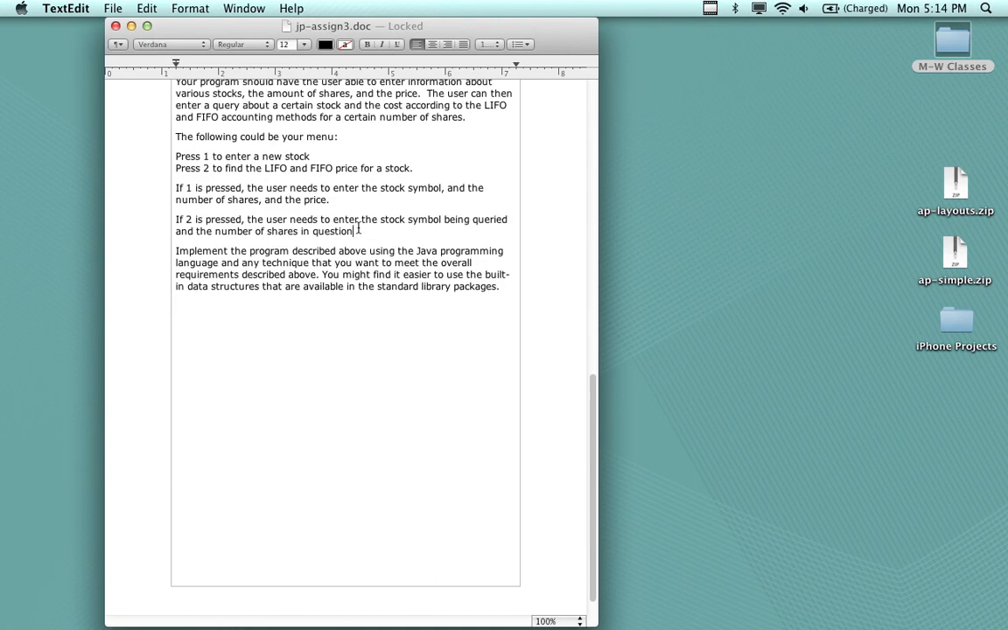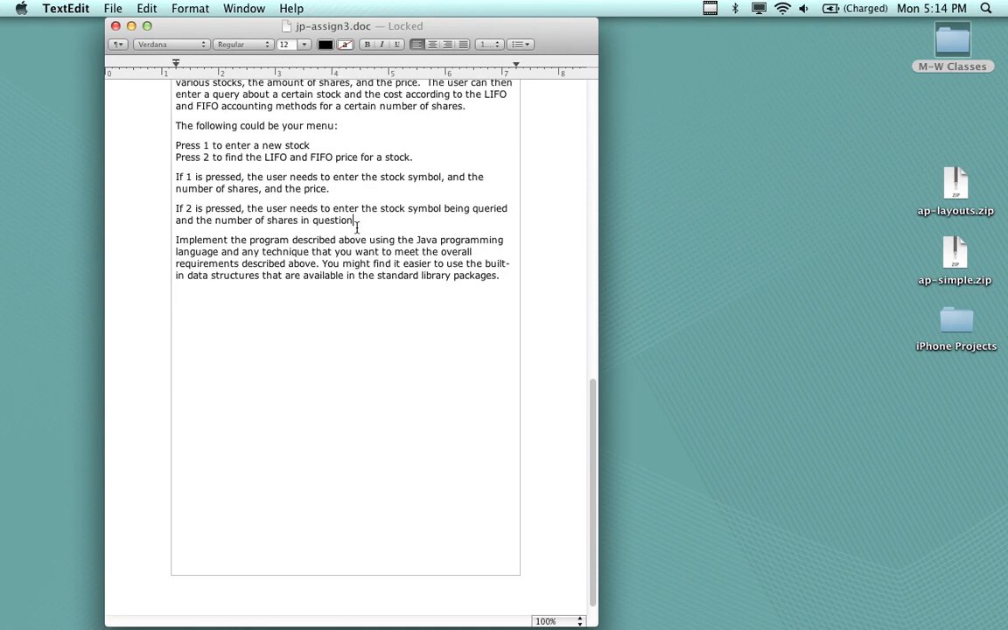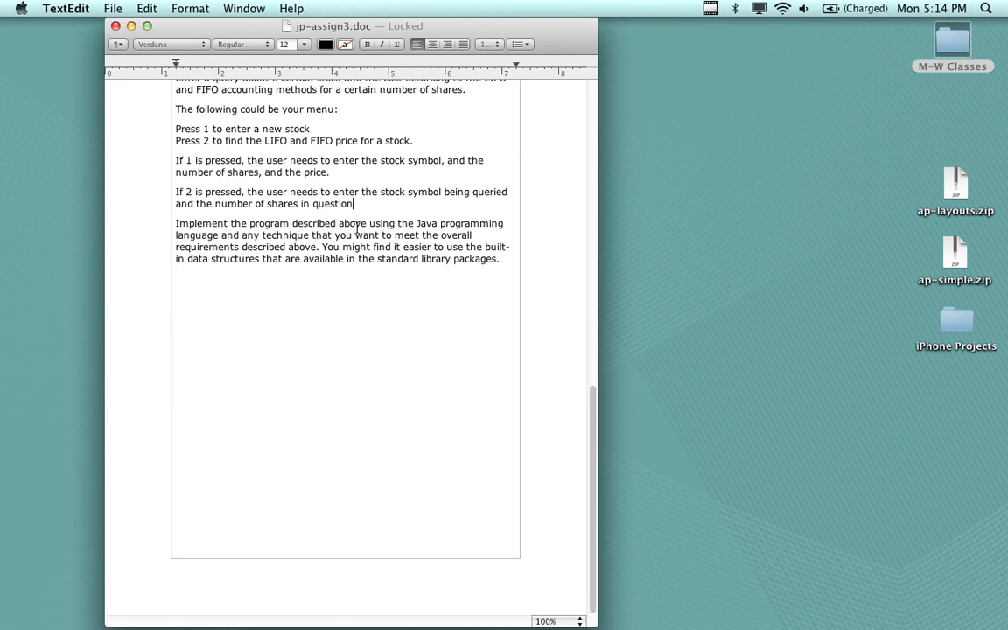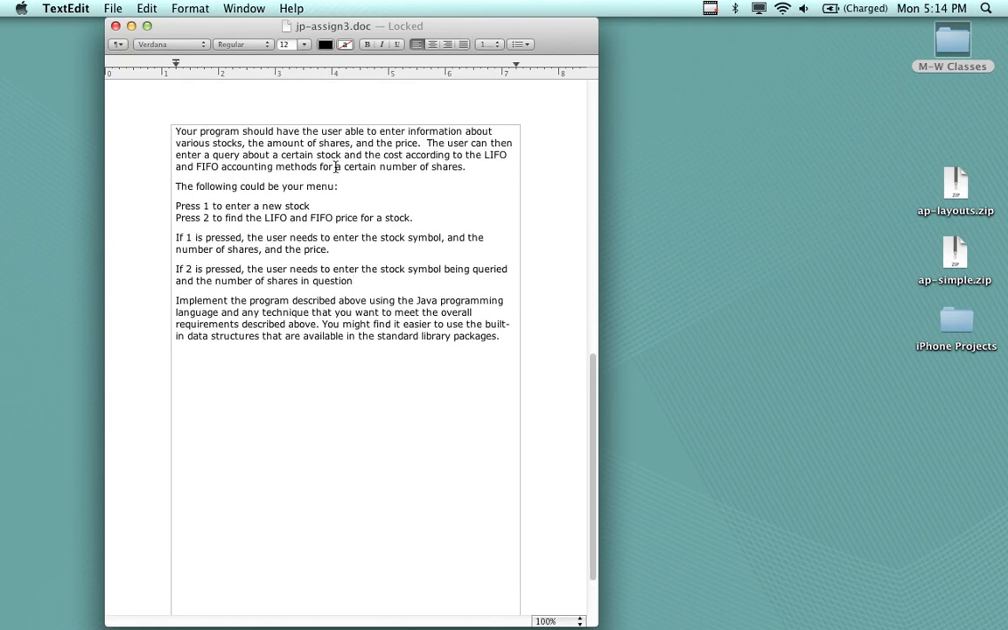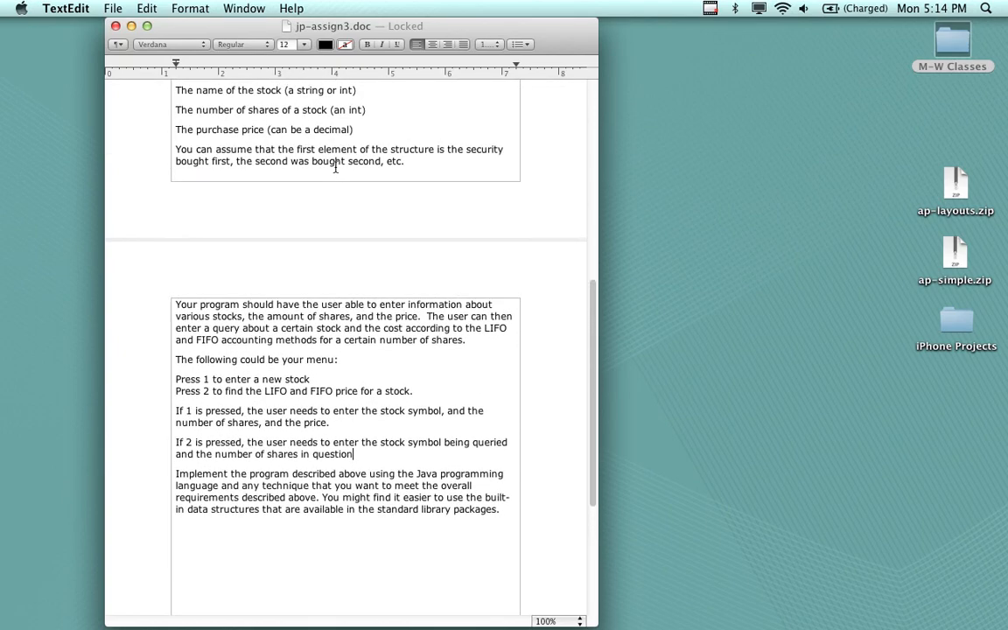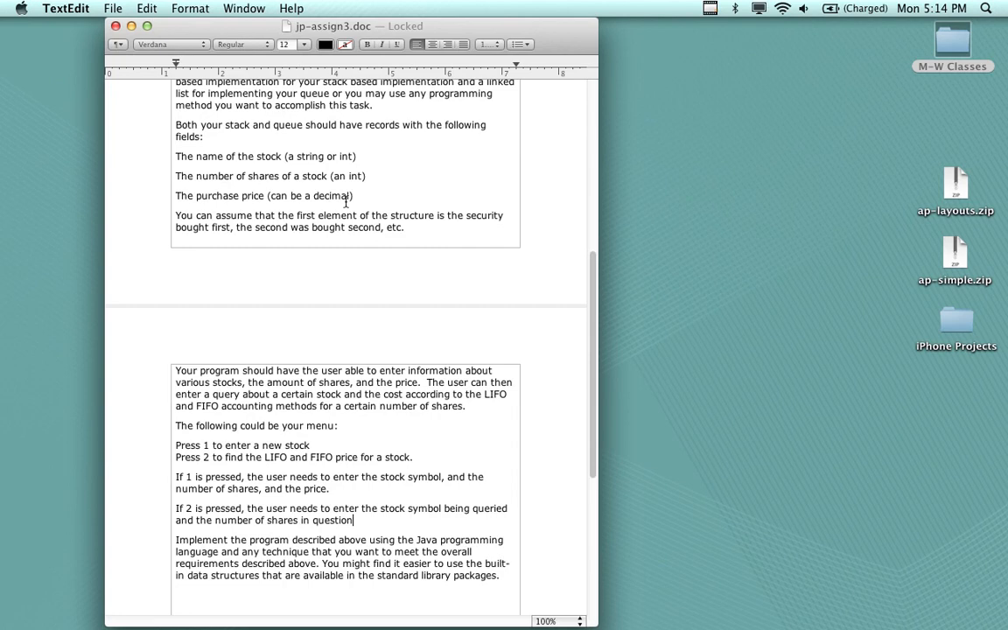So the implementation described above is done in the Java programming language, obviously. Any technique that you want to implement the overall requirements. There's half a dozen different ways of doing this program, actually. You could do this program with 3 different arrays if you wanted to, holding those three different pieces of information. Those would be parallel. This would be the hardest way of doing it, parallel arrays.